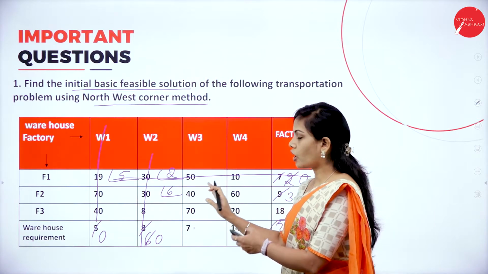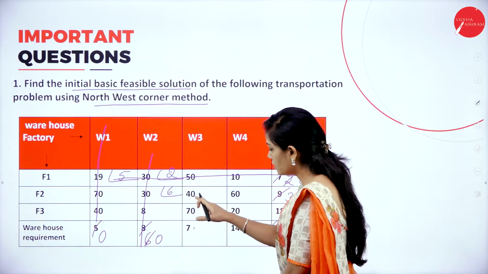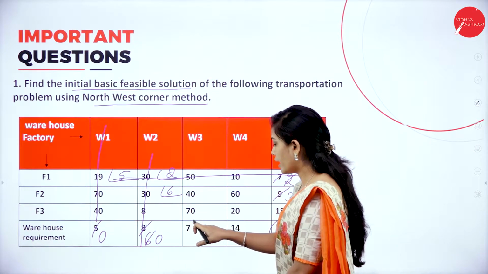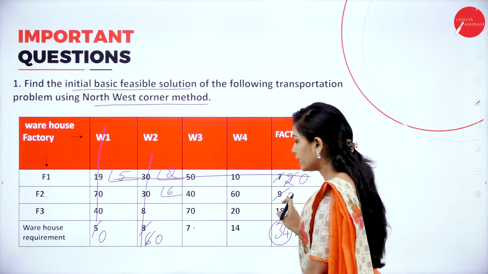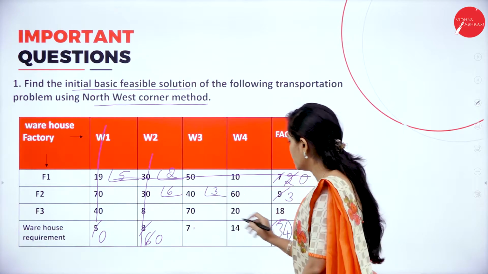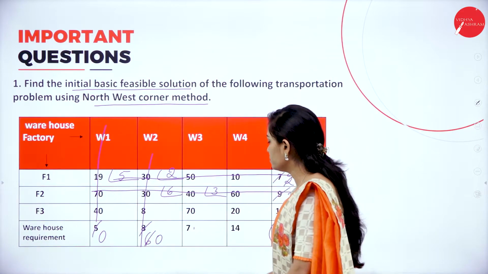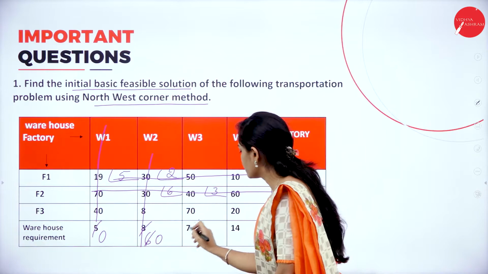So which is a north corner cell now? So this is my north corner cell. I will consider this cell. So here I have 7 and 3. 3 is lesser than 7. I will allocate 3 rupees to this cell and it will become 0, and you can cancel this entire column, and 7 minus 3 is 4.